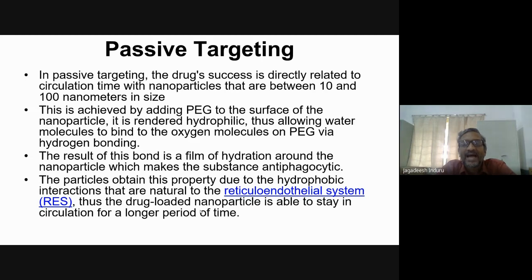If you don't add this PEG to the surface, it will act as a hydrophobic moiety. A hydrophobic moiety is more prone to phagocytosis. So it will be taken up by phagocytosis and cleaved, and the drug will be degraded in the liver, and it will not be available for circulation. So it will not reach the target organ.